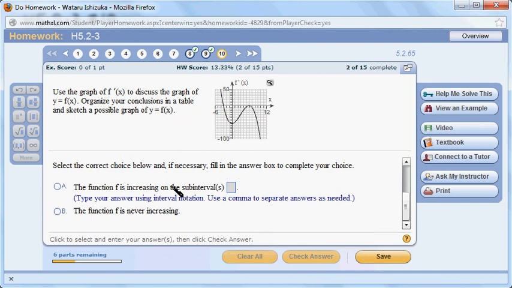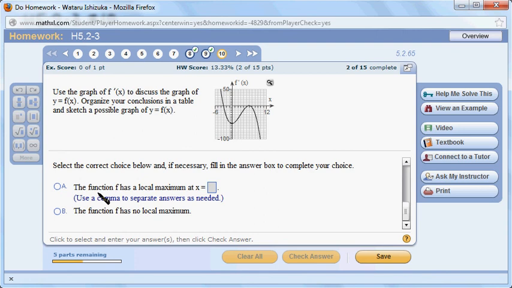Function f is increasing, so you can see that here it is above the x-axis, so that's positive. So that's negative infinity to -3. So it's going to be negative infinity to -3. Right, then check that. All right, got that.